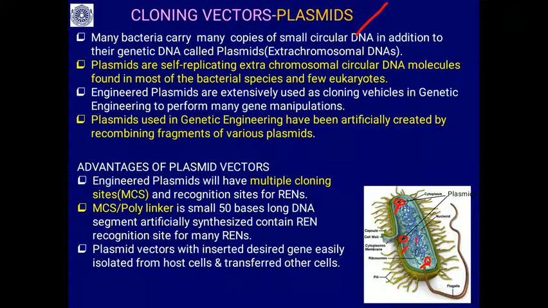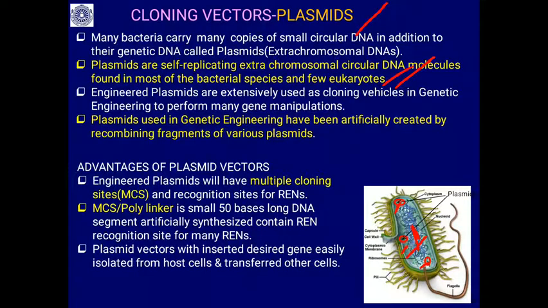They are not the real chromosome, that is the genetic material. So apart from that, even if they are not there, it does not make any difference for the bacterium. So it is carrying some extra chromosomal DNAs, those are called plasmids. Plasmids are self-replicating extra chromosomal circular DNA molecules found in most bacterial species and a few eukaryotes also. Self-replicating means they have an origin of replication, and they replicate independently of the chromosomal DNA.